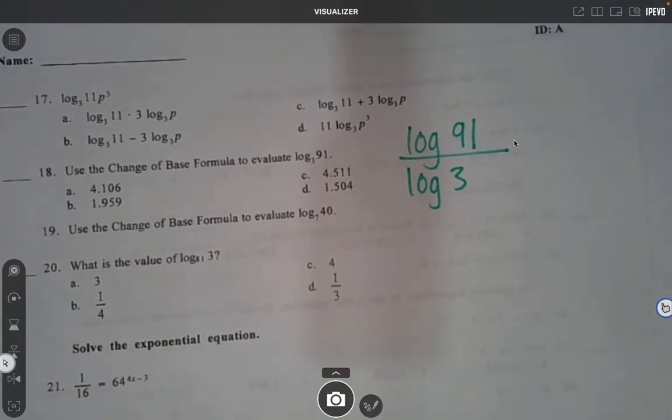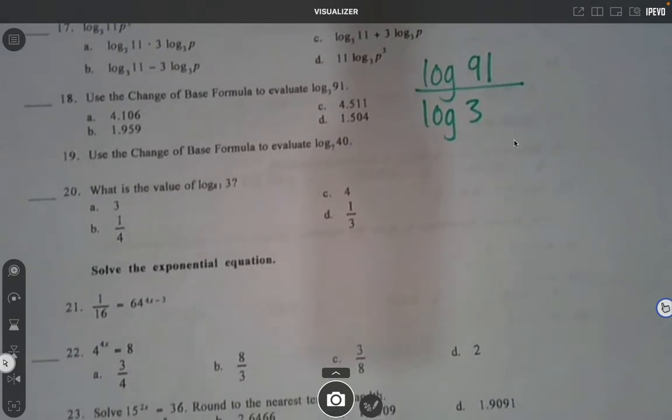Is this one on there? 19. 19's not on there, but do I need to go over it for practice? No? Okay. It was 1.896 if you practice it. Okay, I'm going to move on.